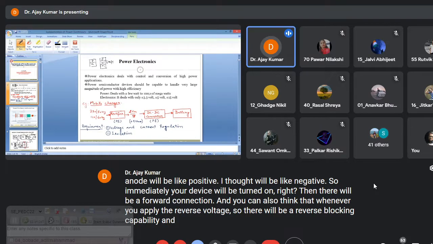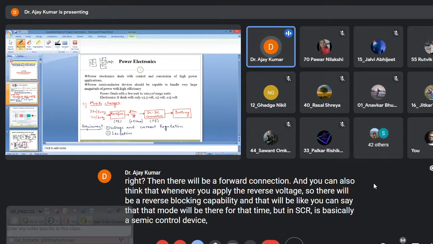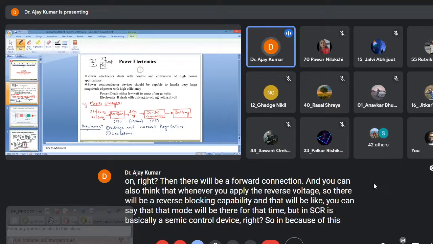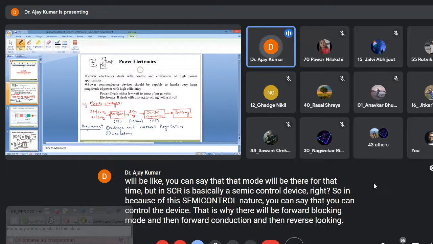But the SCR is basically a semi-control device, right? Because of this semi-control nature, you can control the device. That is why there will be a forward blocking mode, and then forward conduction, and then reverse blocking. So similarly, you can go for other devices also.